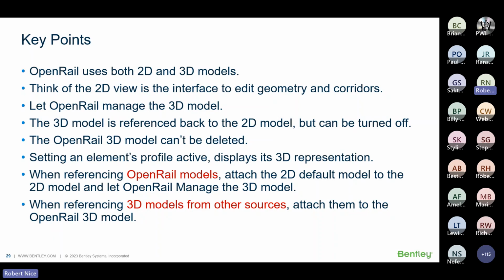And it says set in the profile active will display its 3D representation. Again, we have this horizontal, vertical parent-child thing. So you can have multiple children, verticals in this case, and one horizontal, which is the parent, and one will be active, a bit like we've got now. So that is the one where the model you'll show, and you'll see that in the 3D view, so you can flip between. So when referencing, as it says, attach the 2D model for 2D, and let OpenRail manage the 3D part. But anything not created by OpenX, you'd attach to the 3D model.